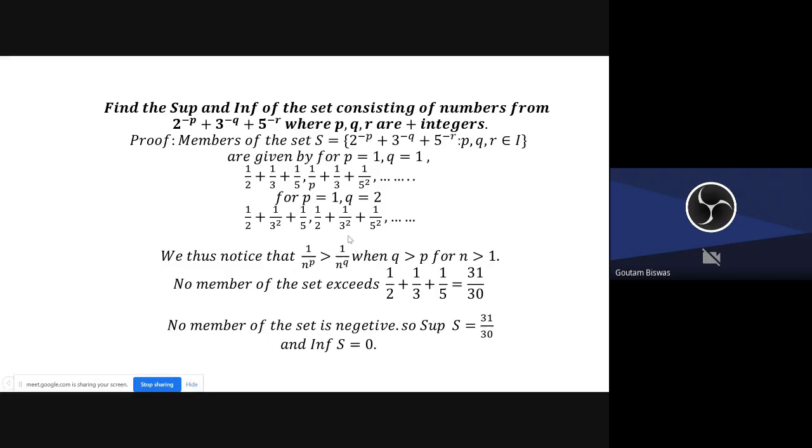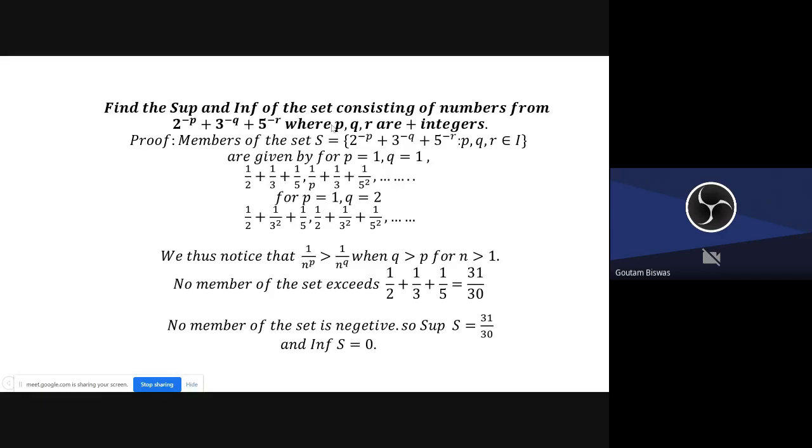So this holds for every positive integer numbers. Okay, so which one is the highest? Invariably this one, because all its power is 1. Okay, so that is 31 by 30.